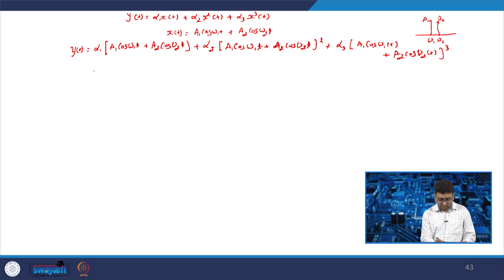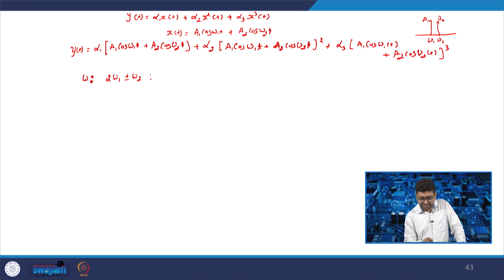Now, if we analyze, we are interested in the frequency of 2 omega 1 plus or minus omega 2. If you expand this equation, the square and cube, you will get the term 2 omega 1 plus or minus omega 2 t. What is the term? It is 3 alpha 3 a1 square a2 by 4, because a1 and a2 are different.